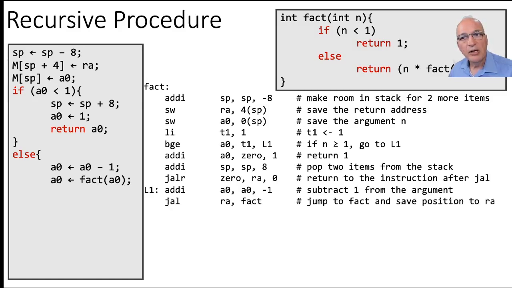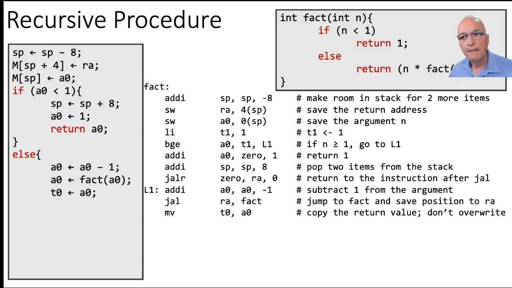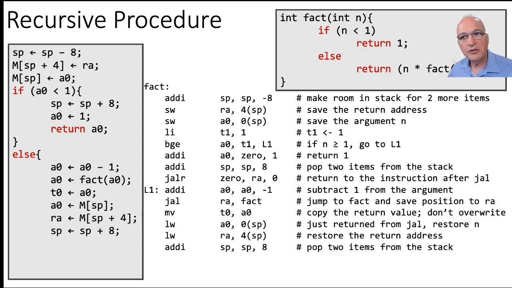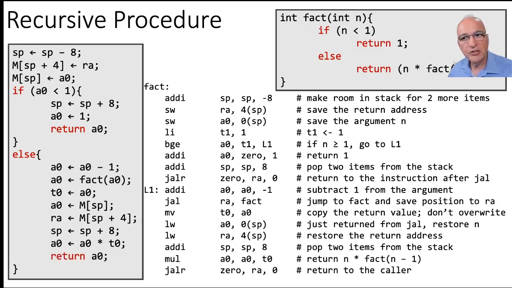I add -1 to A0, and then I will jump and link to the factorial. This is the function call. The function factorial is calling itself. Then I will copy the value of A0 into T0, and I will now do the restoring of the values of A0 and RA, move the stack pointer to the right position, perform the multiplication, and return from the factorial function.